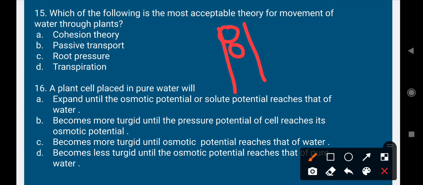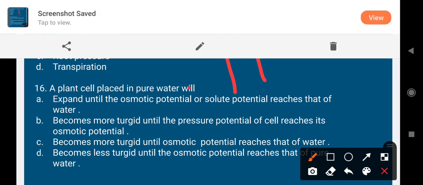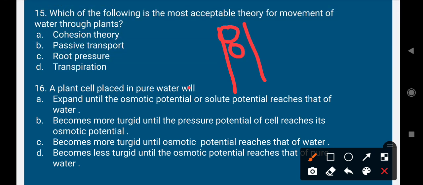यदि एडेसिव फोर्स ज़्यादा होगा तो वो वॉल से चिपक जाएगा. यदि कोहेसिव फोर्स होगा तो वो कंटिन्यूस चैनल बनाएगा. सो हियर द करेक्ट आंसर इज कोहेसिव थ्योरी. अ प्लांट सेल प्लेस्ड इन प्योर वाटर विल एक्सपैंड, बिकम मोर टर्जिड, बिकम लेस फ्लैसिड. सो हियर द आंसर इज, सॉरी बच्चों, here the correct answer is cohesive theory part A.